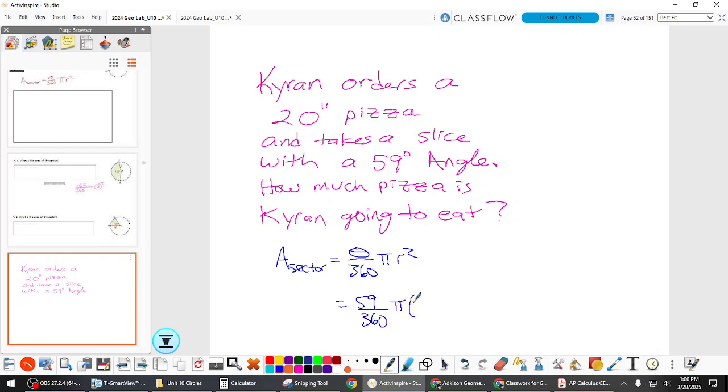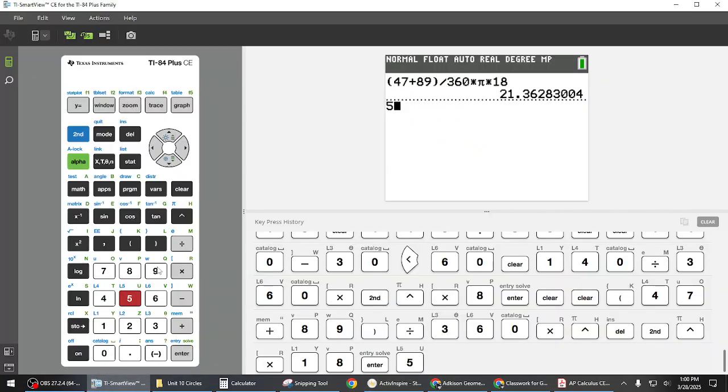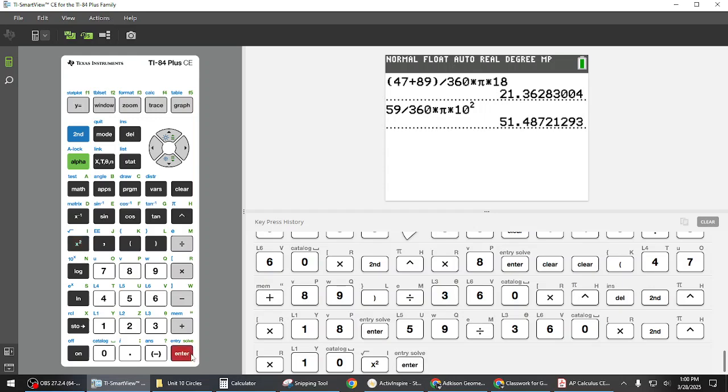So what is the radius of this? Yeah, so I gave you, when we say 20-inch pizza, we're talking about the diameter. So radius is 10. So 59 out of 360 times pi times 10 squared. 51 and a half.